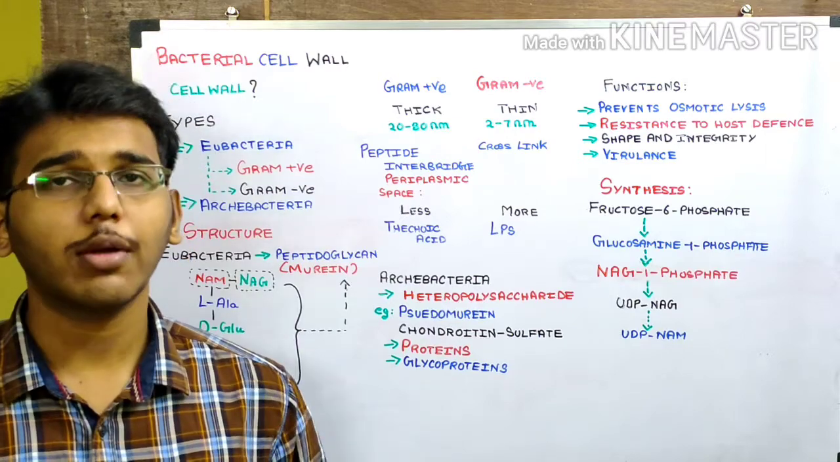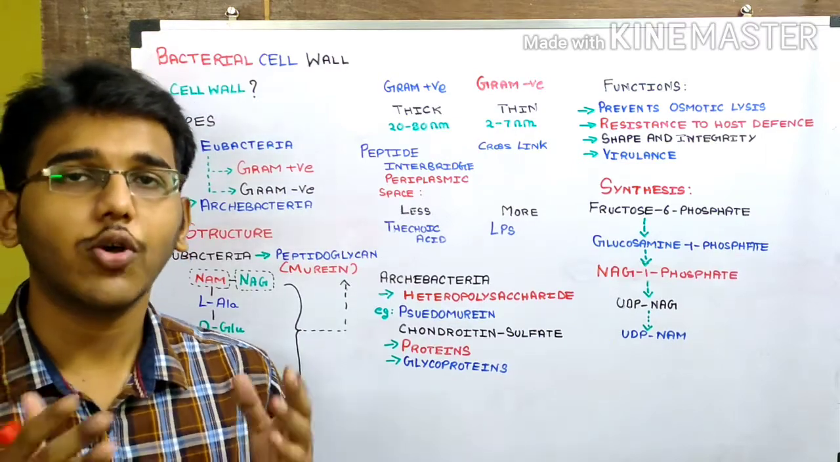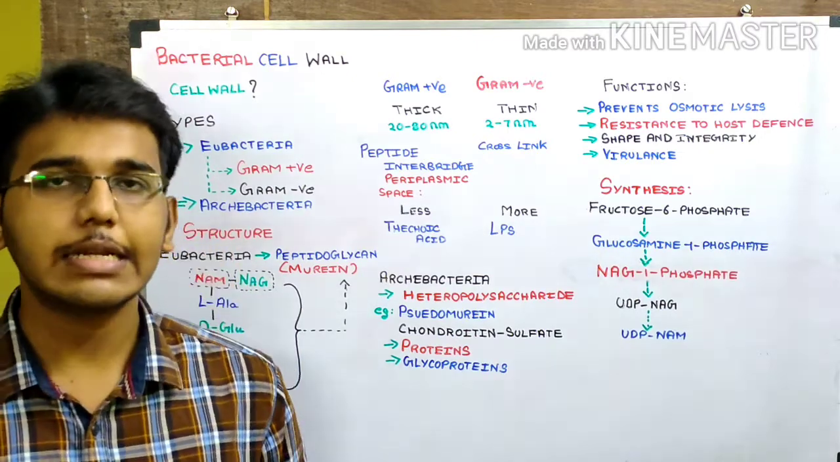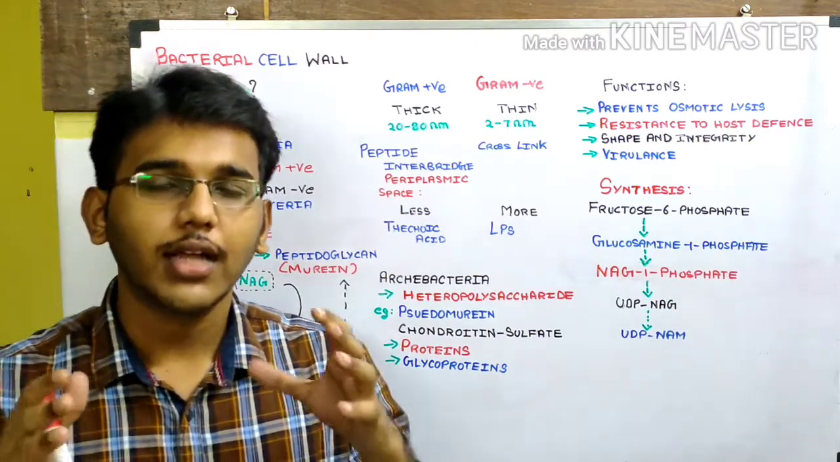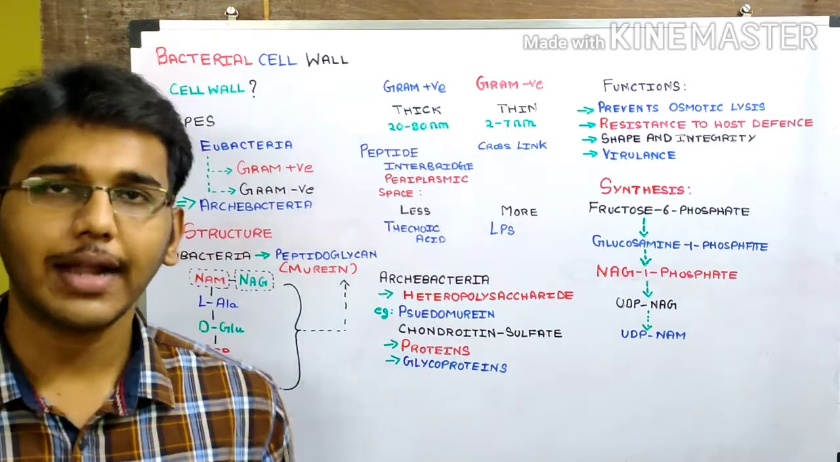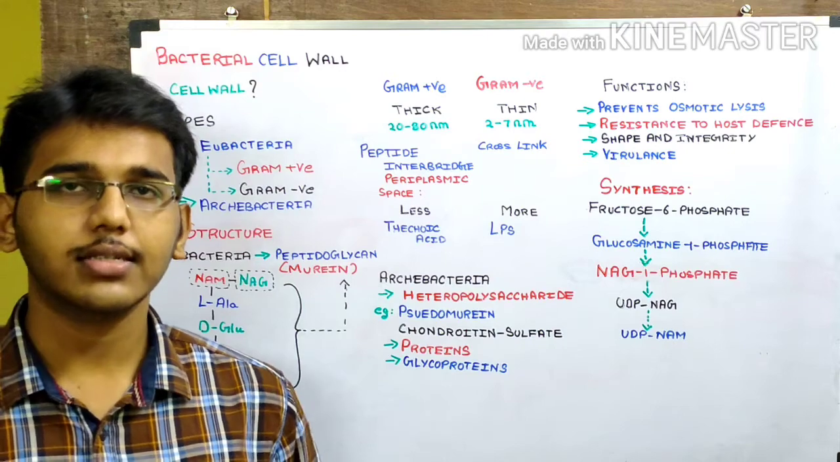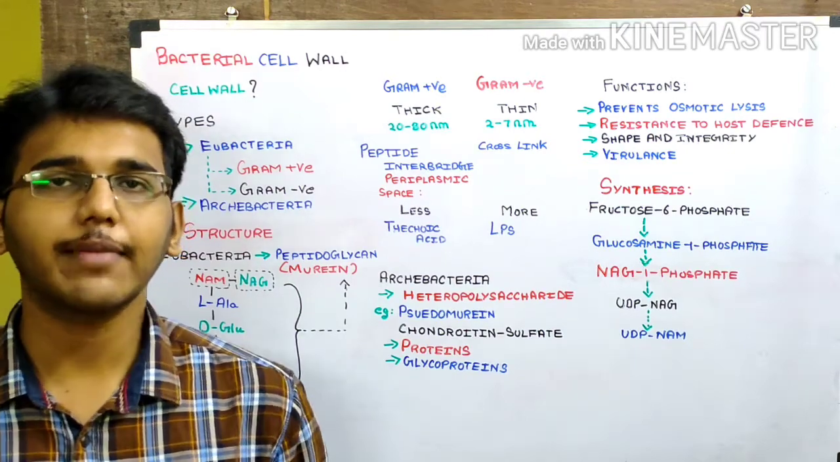And if you want to know more about the gram staining process, you can take a look at our previous video. The link of the video will be given in the description below. So that's all about the types of bacteria: eubacteria, archaebacteria, gram positive and gram negative bacteria. Now let us discuss the structures of different types of cell wall.